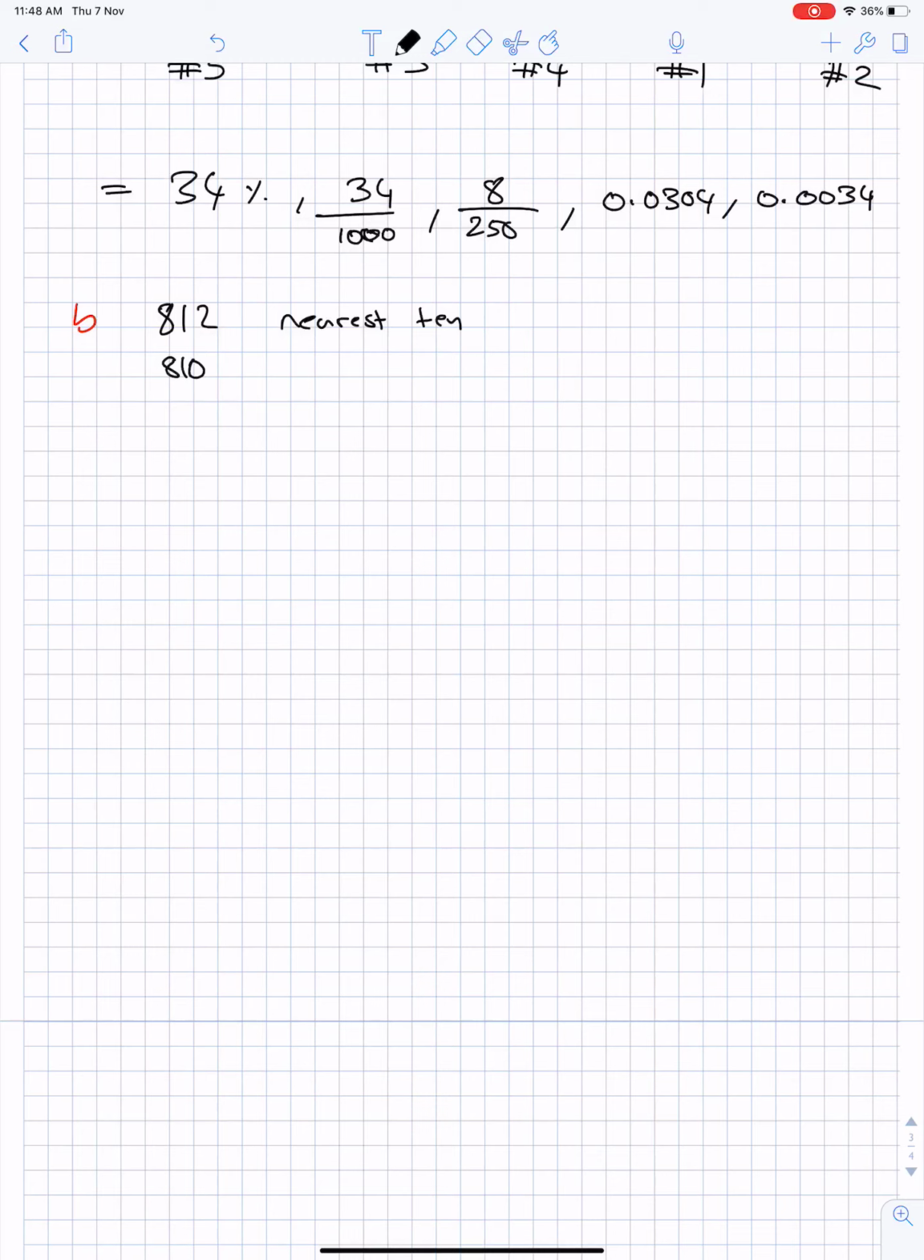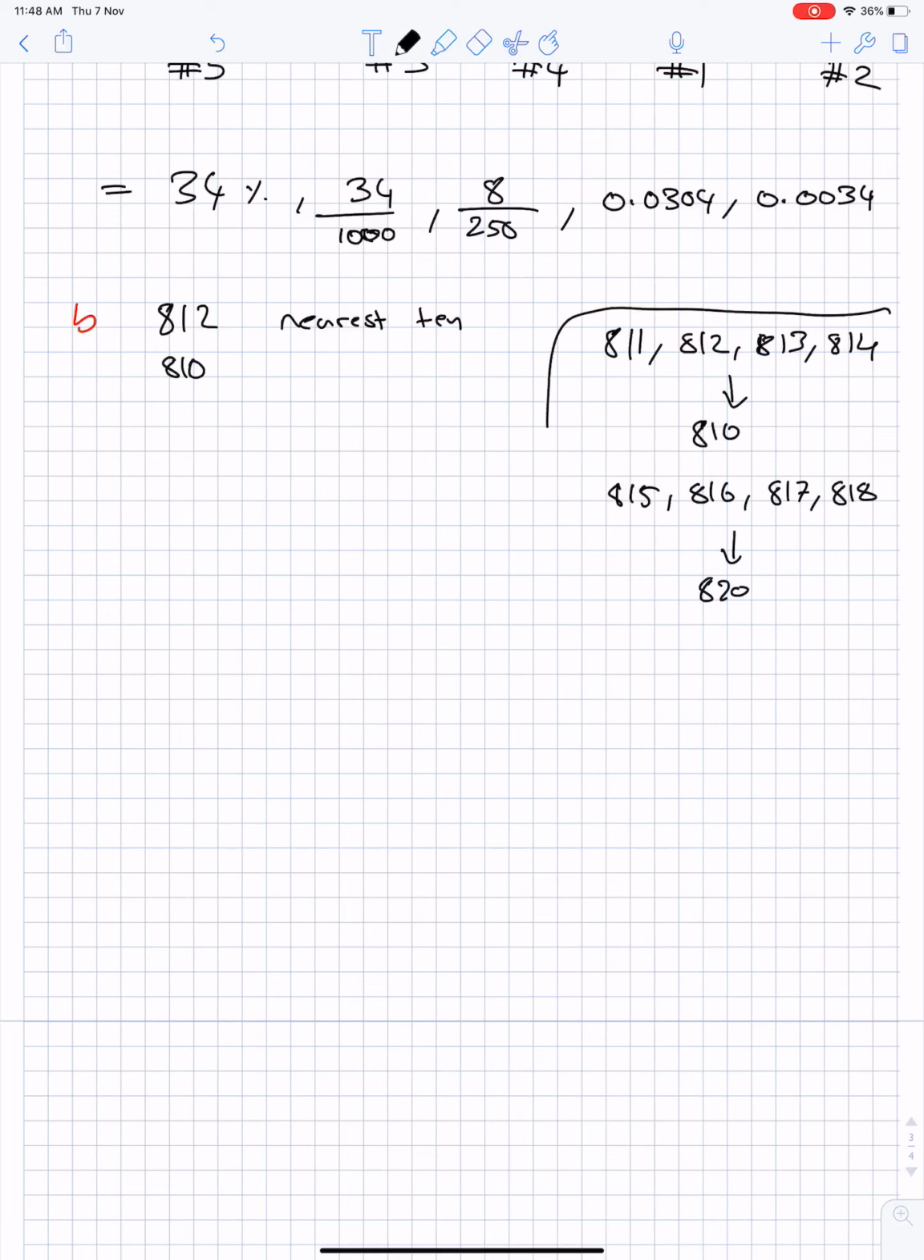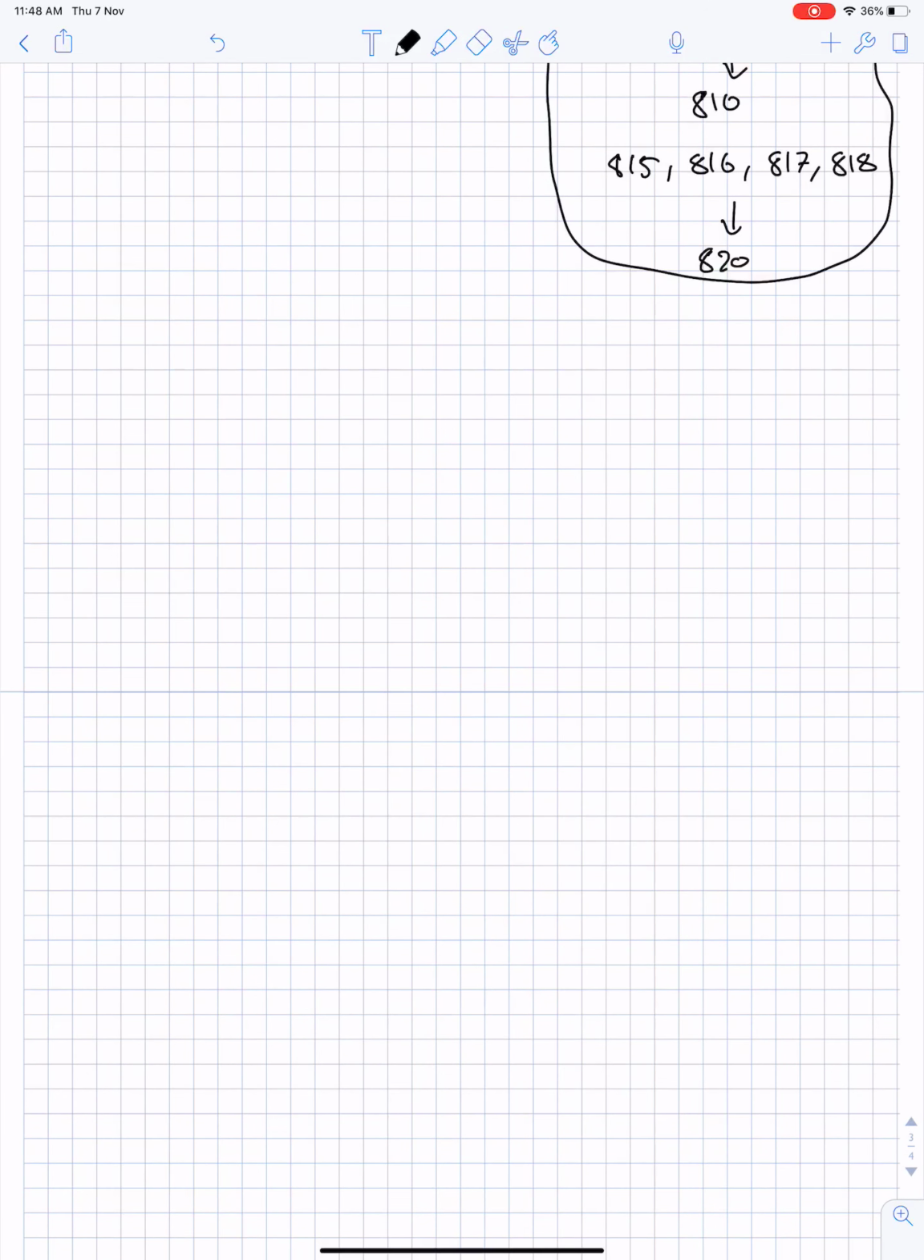So if it was 811, 812, 813, 814, they would all be rounded down to 810. But if it was like 815, 816, 817, so on and so forth, they would be rounded up to 820. Okay? The next one is C.